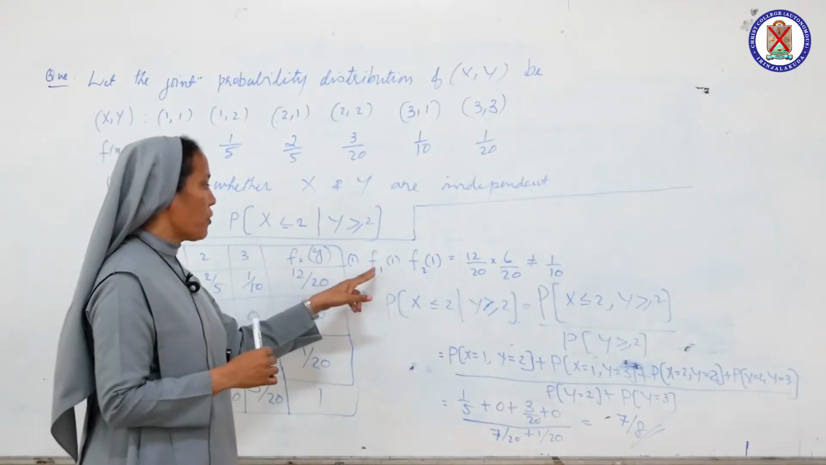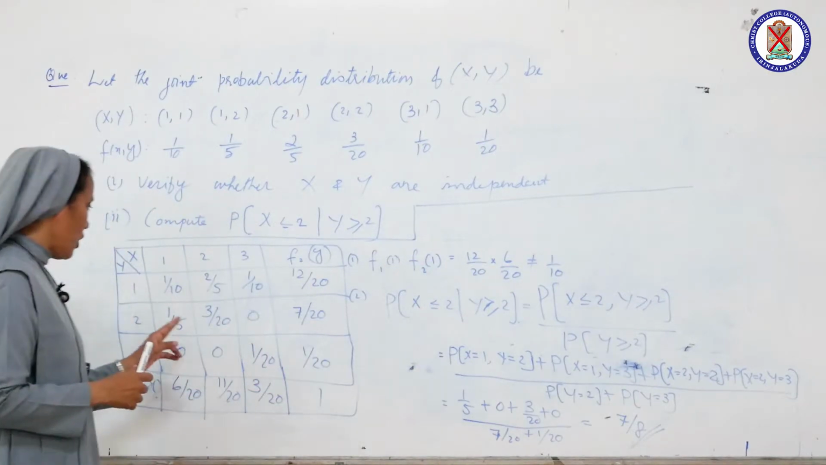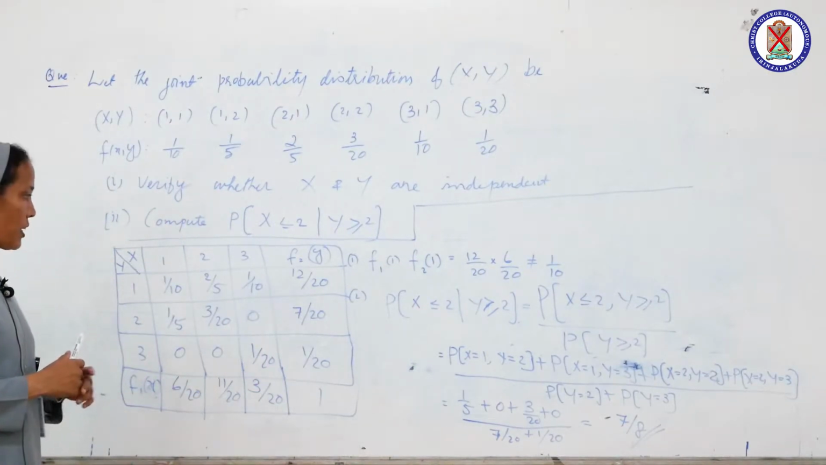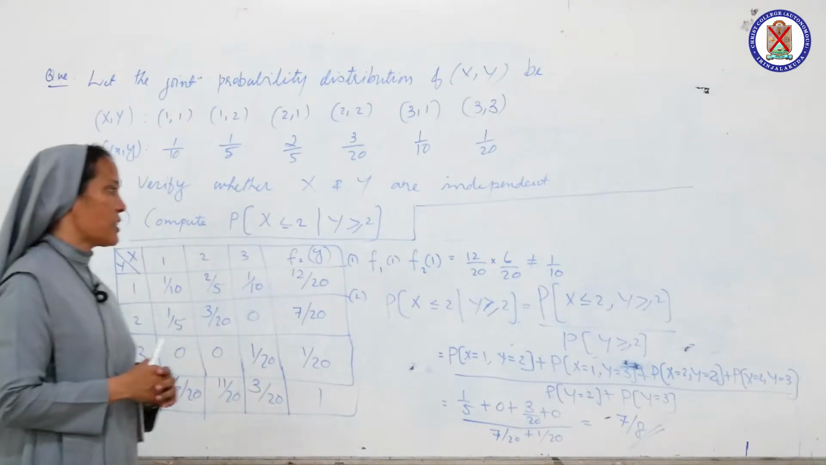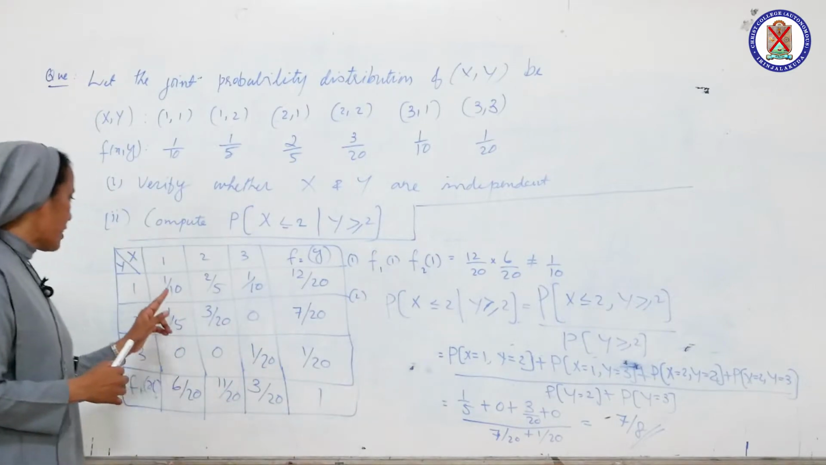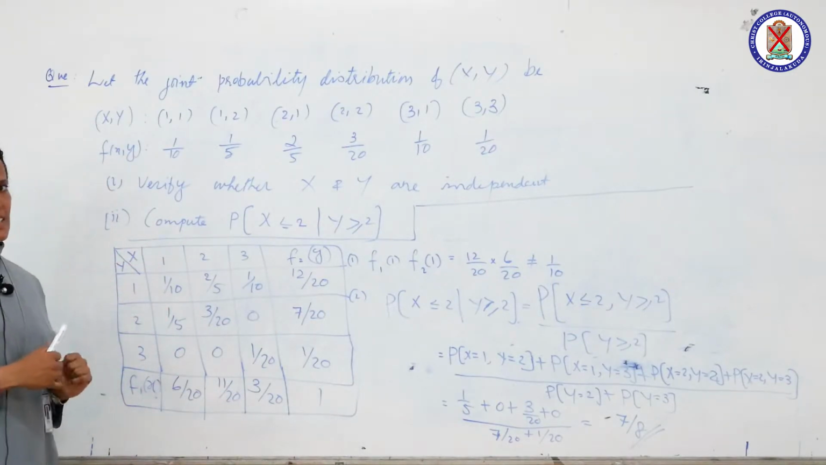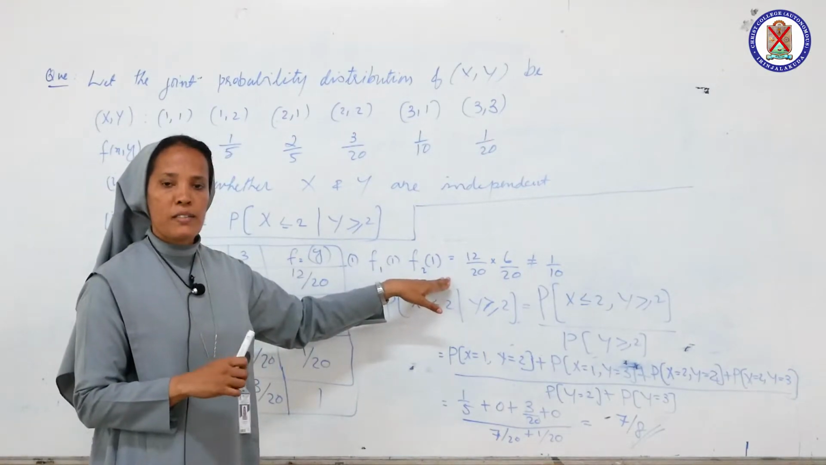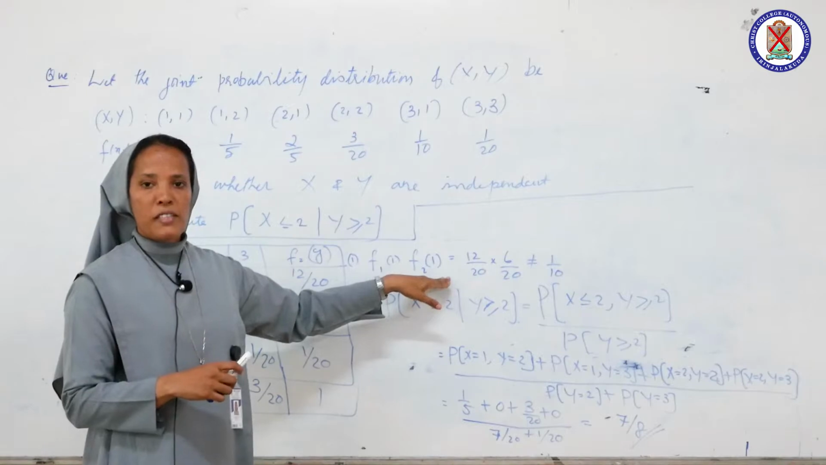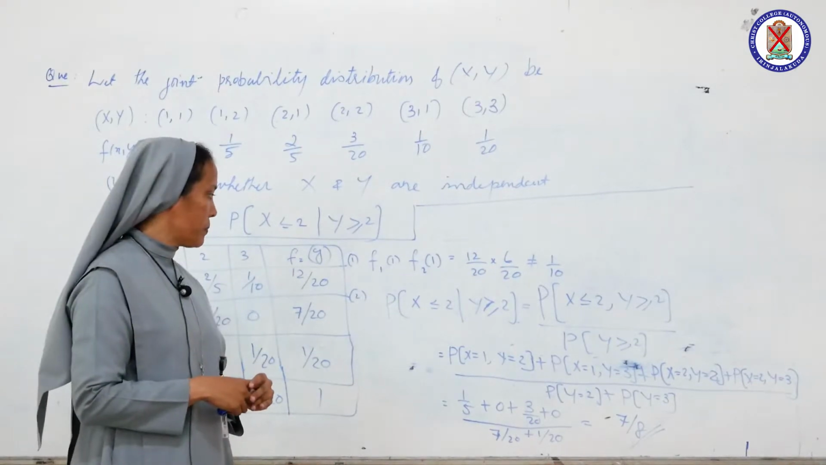Also here we have f11 is 12 by 20, and f21 is 6 by 20, which is not equal to 1 by 10, that is the joint probability corresponding to the (1,1) position of x and y. Then we can conclude that for this given probability distribution, x and y are not independently distributed.